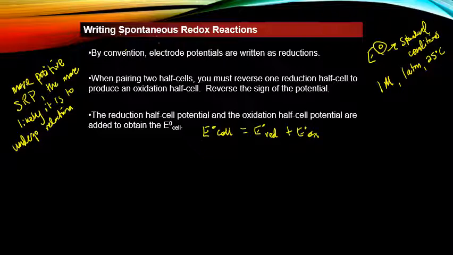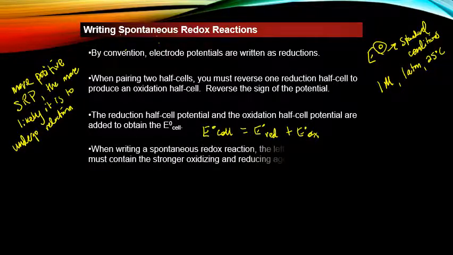A lot of times you're going to see in your textbook them telling you to subtract the reduction and the oxidation for the standard reduction potentials, but it's just easier to flip the reaction and then add them together rather than trying to always subtract a negative. So just something for you guys to think about. It makes it a little bit easier to calculate.